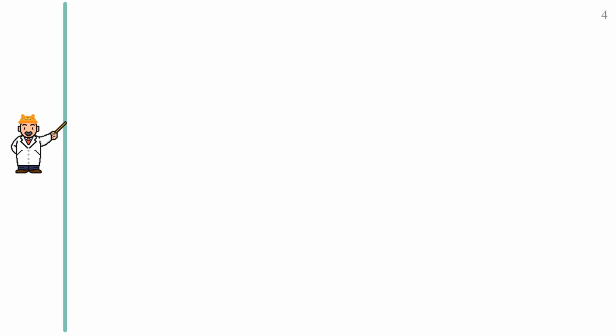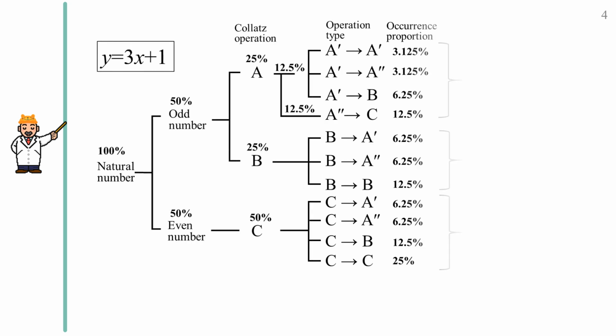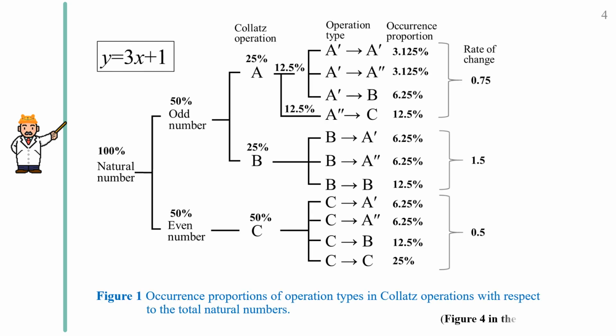Reorganizing the results by taking all natural numbers as 100%, the proportions of each operation type are shown in Figure 1. The proportion of Collatz operation C is 50%. The proportions of Collatz operations A and B are both 25%. Because Collatz operation C is dominant, the iterative calculation values are expected to gradually decrease. These proportions were determined based on the presence proportions of even and odd numbers within the natural numbers.